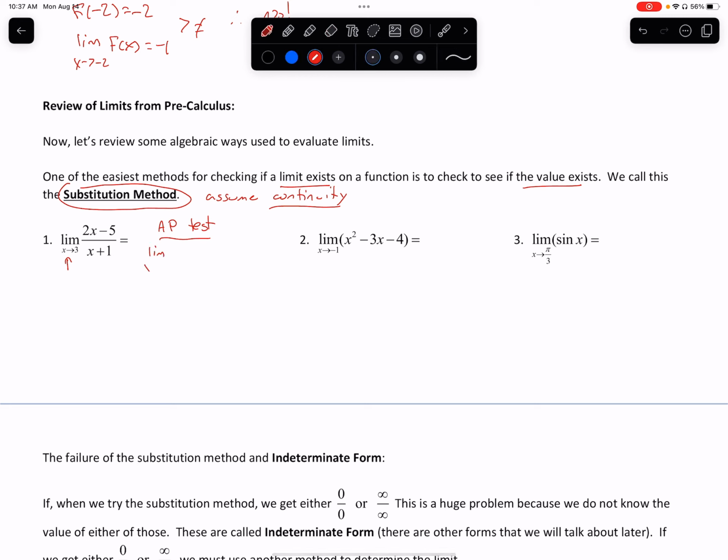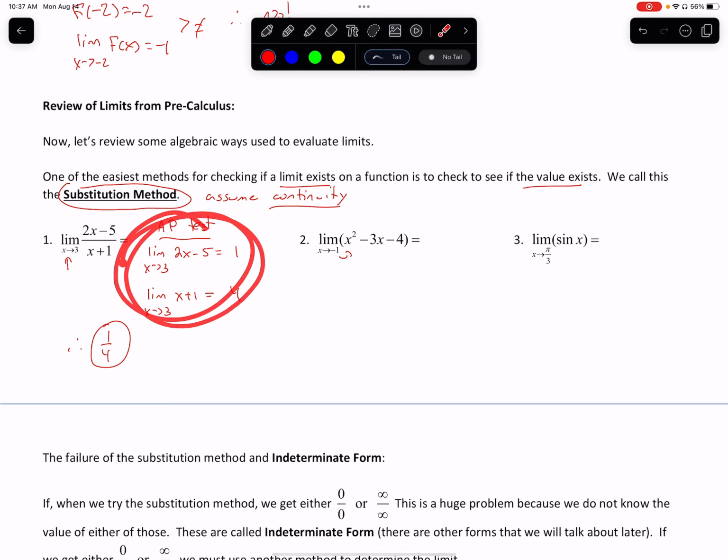Take the limit as x approaches 3 of the top, 2x minus 5. And if we plug in a 3, we would get 6 minus 5, which is 1. And do the same thing for the bottom, x plus 1, and that's going to give us 4. So notice, we actually get a number. The top was 1, the bottom was 4. Therefore, there's our limit, equals 1/4. Now the first way is going to be a little bit weird for us to get ready to do, but it's just getting us ready for the AP.